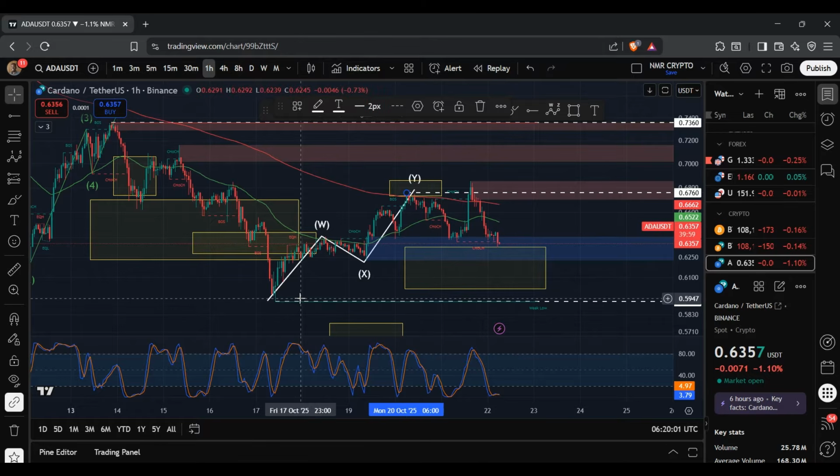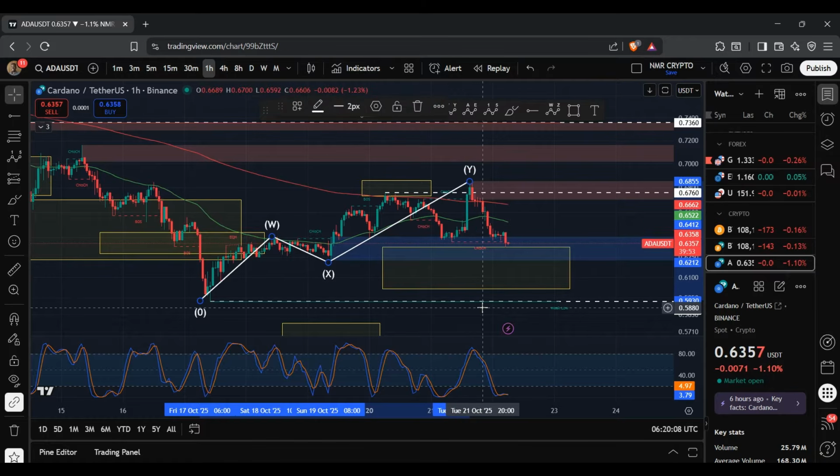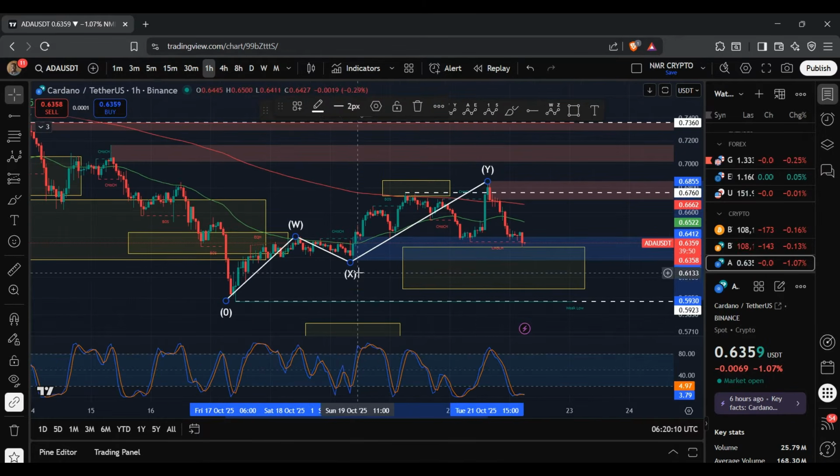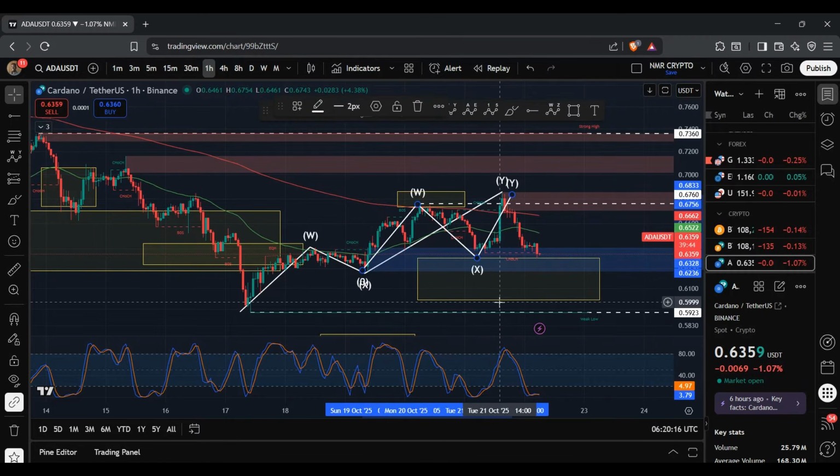All that took place was the completion of this double XY structure where the Y wave ended up topping off at 68.55 cents. And this Y wave was also made up of a double XY structure where this is a W wave, this is an X wave, and this is a Y wave.